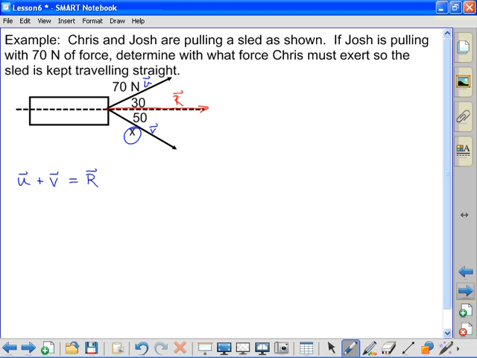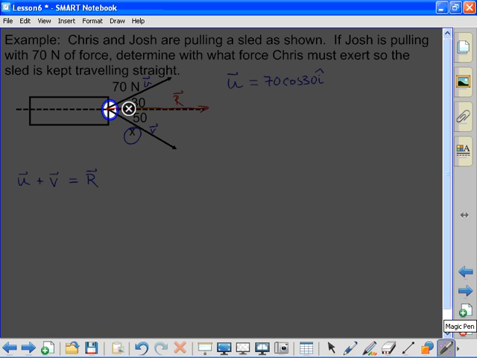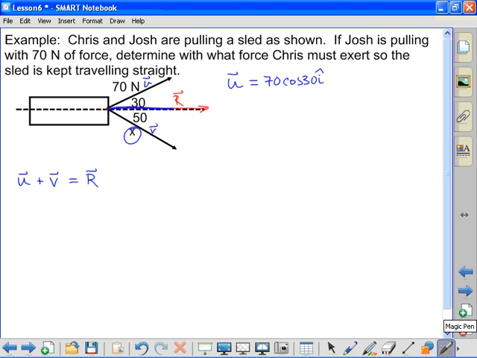In this situation, it's completely up to you how you approach it. I think I'll do this one algebraically. If you do it geometrically, it's probably the same amount of work in this case. So my u vector would be 70 cos 30 in the i direction. When I'm drawing this, my origin is right here because all the vectors' tails are there. Positive x, positive y.